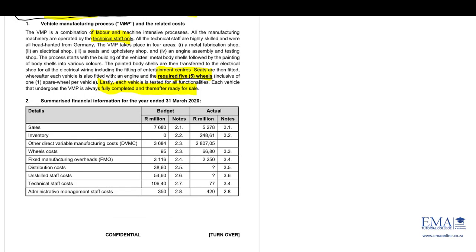So from note number 2 here, I can see they said summarize financial information for the year 31 March 2020. And they've given us the budgeted and the actual, which means our focus is on the actual. This is what we are going to focus on. We're not going to be worried about this, but we're going to focus on the actual, because we want to do an actual statement.